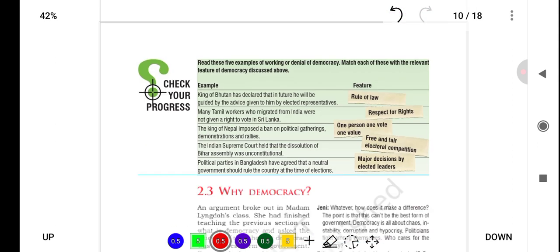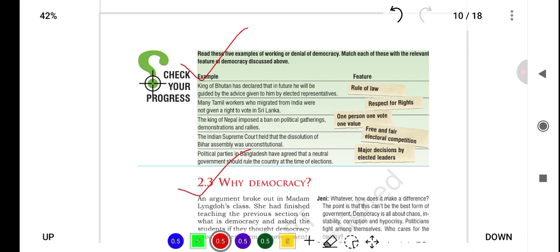If you want, you can pause the video and have a look at this green snippet. Now we'll discuss why democracy.